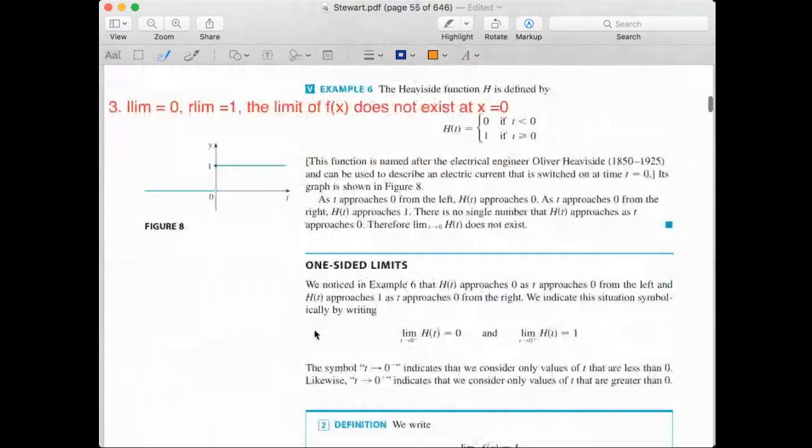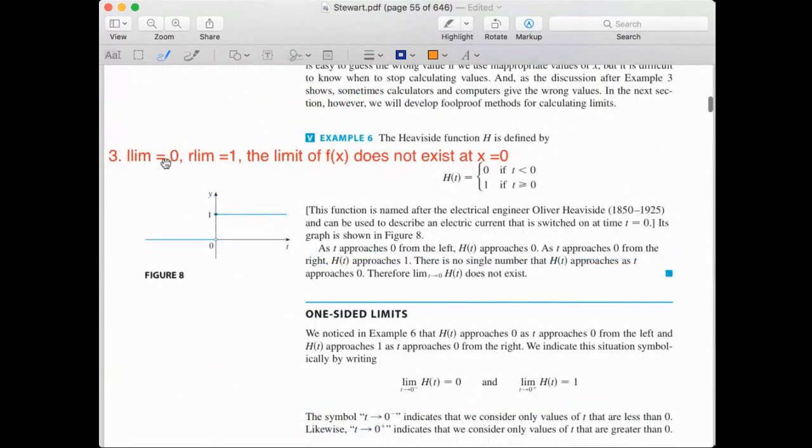The third situation is the left limit and right limit do not agree. For this case, the left limit is 0, the right limit is 1. The left limit and right limit do not agree, so the limit does not exist at 0. The function, of course, is not continuous.